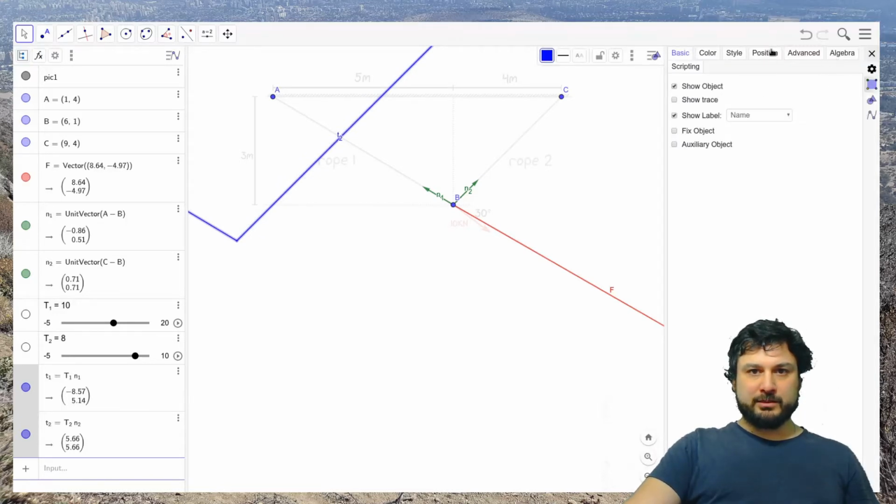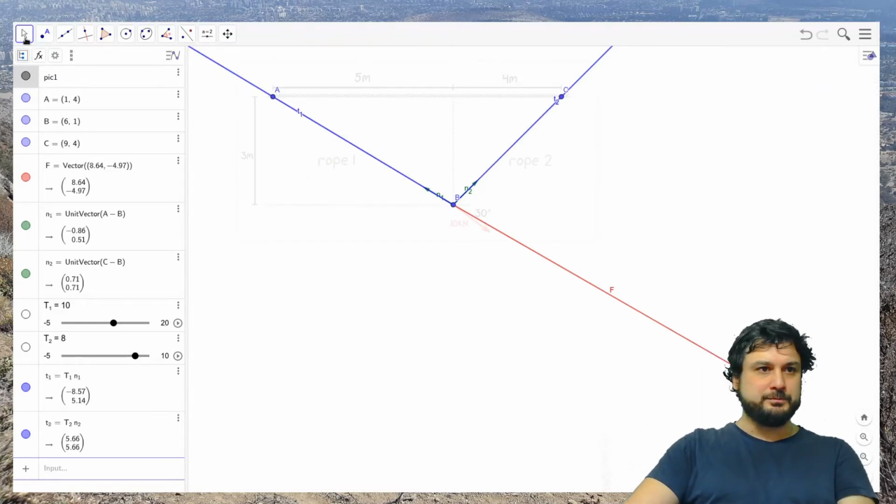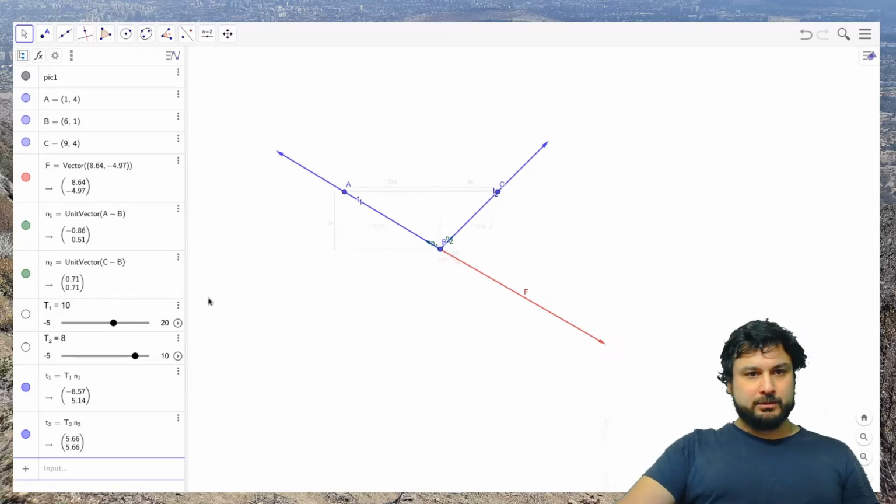And again place their origin at the point of interest B. There we go. Okay, so now what? We have, so that's the problem. I'm going to erase the unit vectors for now. This is T1, T2. I'm also going to get points A and C out of the way.